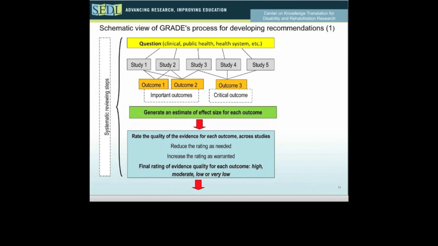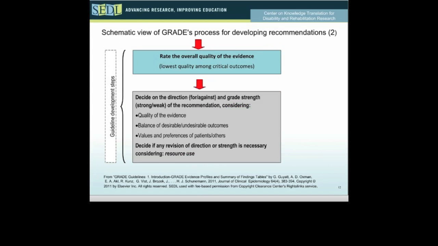And then finally come up with a final rating of the evidence separately for each outcome. For outcome 1, for outcome 2, for outcome 3 here, is the evidence high, moderate, low, or very low? And we'll get into details there. So this completes more or less the systematic reviewing steps. And then if you want to go on to a guideline, it's on this slide here.